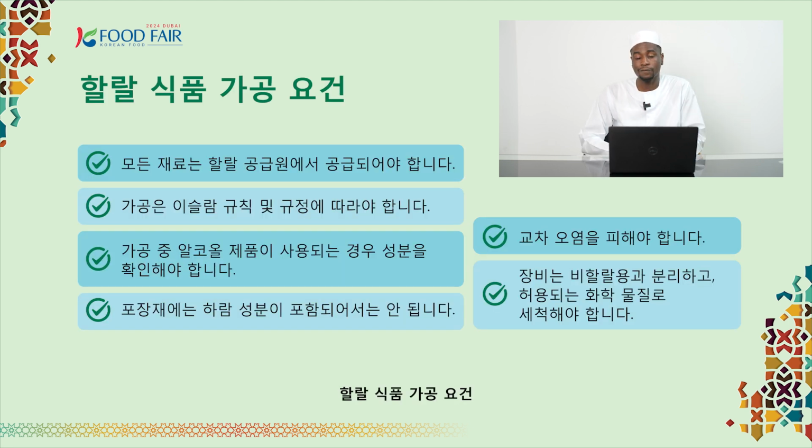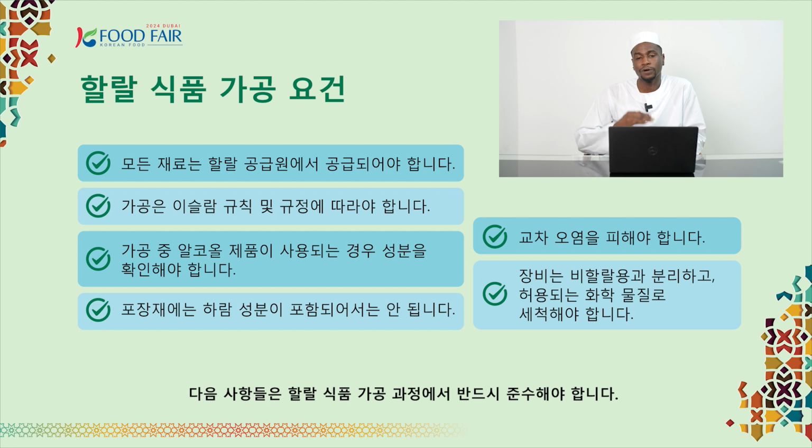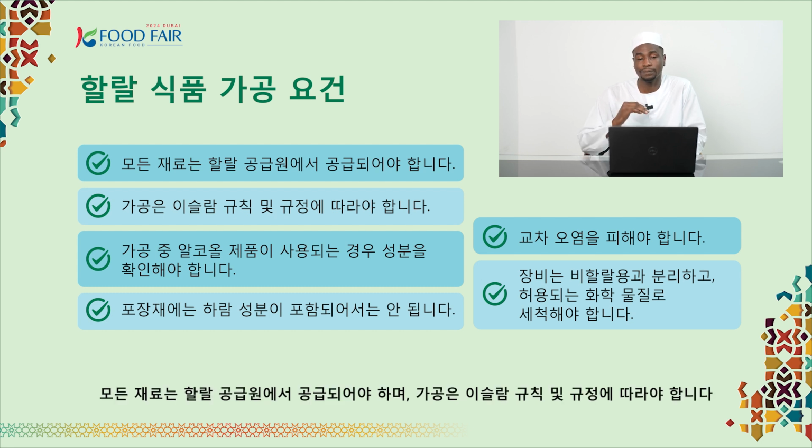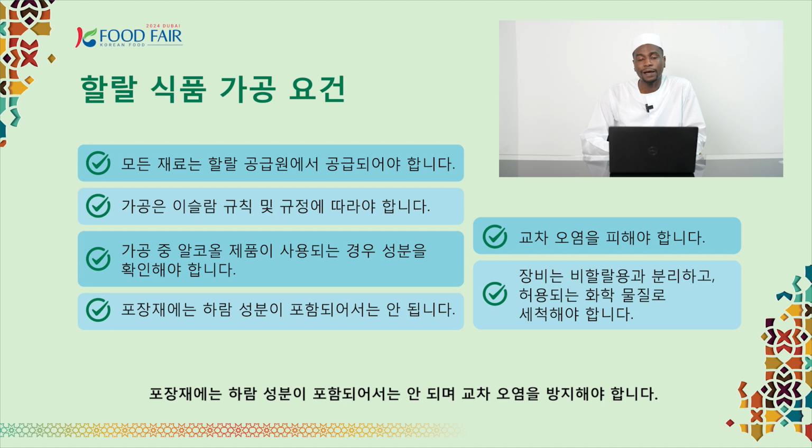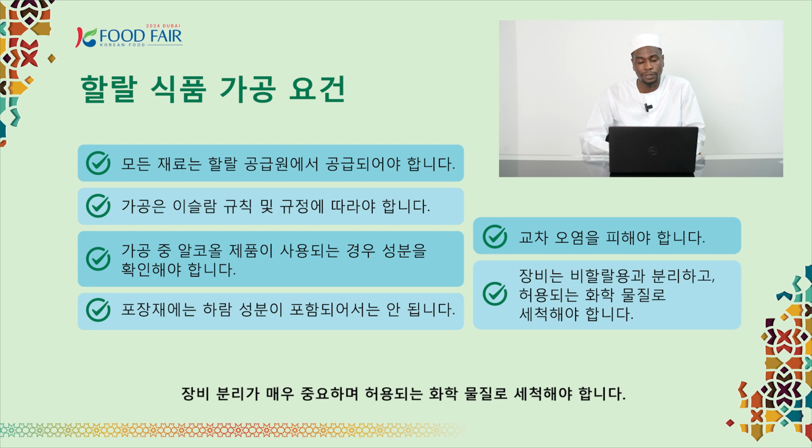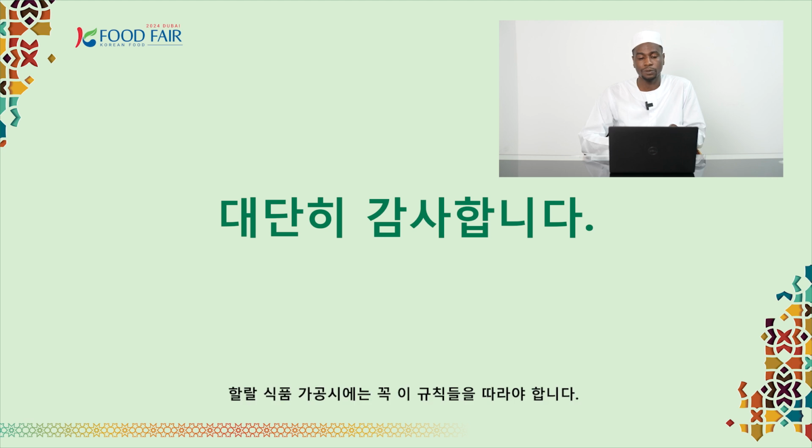Requirements for halal food processing. These requirements should be followed during the processing. All ingredients must be from halal sources and processing must be checked according to Islamic rules and regulations. Final compositions must be checked for any involvement of alcoholic products during processing. Packaging material should not contain any haram ingredient, and cross-contamination must be avoided. Separation is very important, and equipment must be washed with permissible chemicals. This should be followed during the processing of halal food.